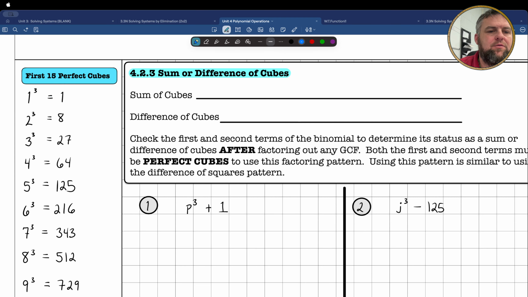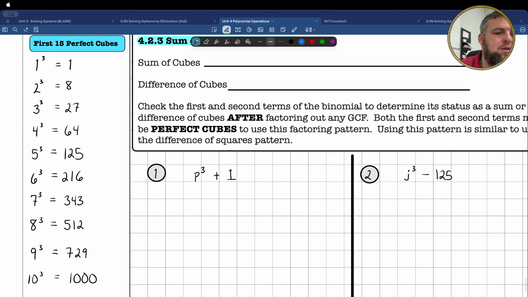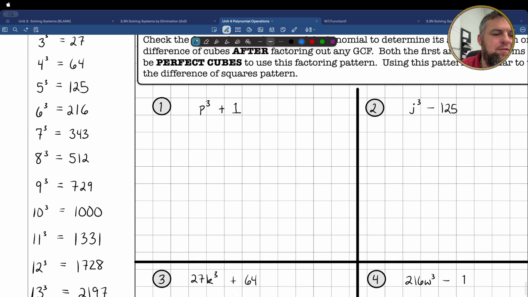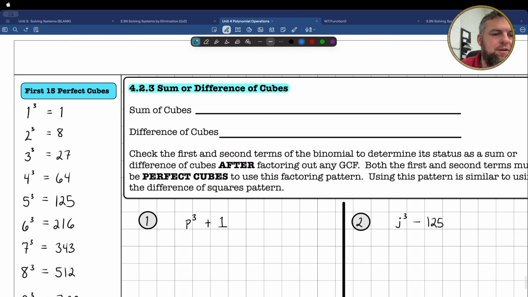A couple things that will help you out in the long run is if you can work on memorizing your first 15 perfect cubes. So here I have the first 15. You can just simply calculate that on your calculator, but essentially what we're doing is looking at all the values on the right side of the equal sign here, because these are our perfect cube values. And then these are the cube roots. So like 1 is the cube root of 1 in that case.